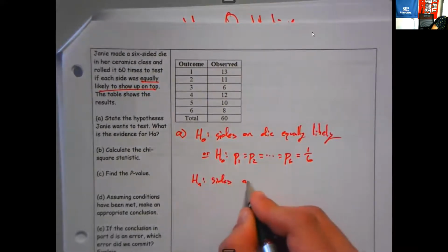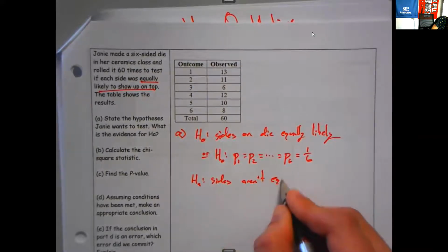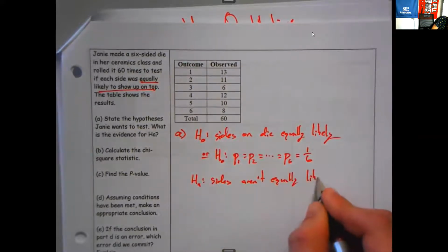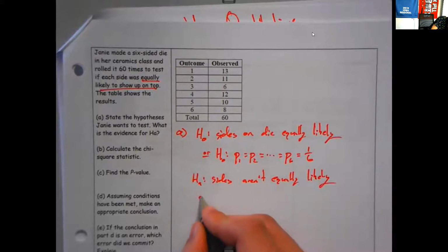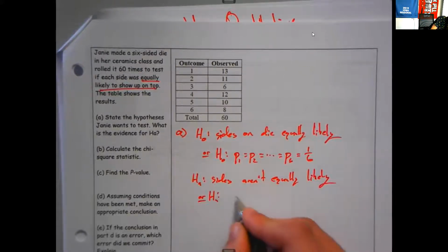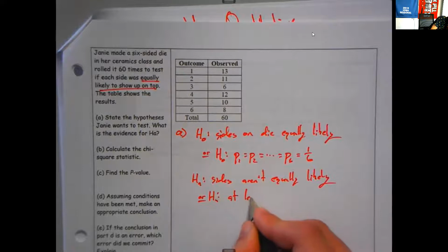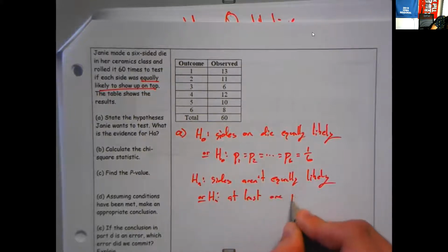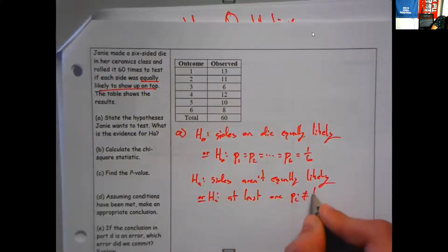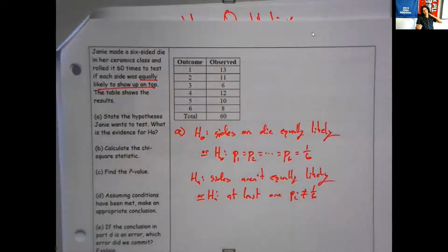Or you could say the sides aren't equally likely, or at least one pi not equal to 1/6. So you can get away either way. Do you like it in words or in parameters? I don't really care either way. You're fine.